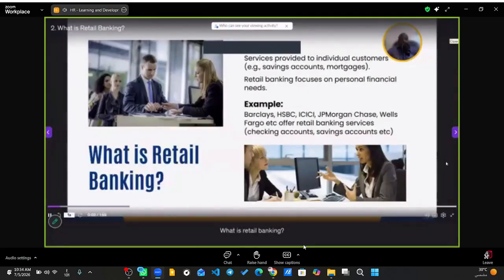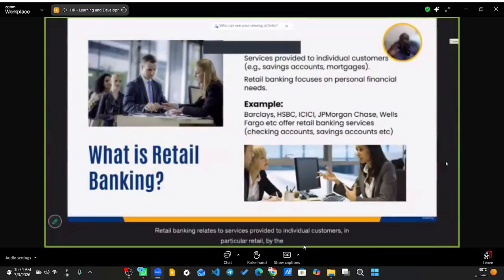What is retail banking? Retail banking relates to services provided to individual customers in particular. Retail, by the nature of that word, means individual, or small scale, at an individual level. Some of these services include savings accounts, deposit accounts, credit cards, mortgages, current accounts, and so on.